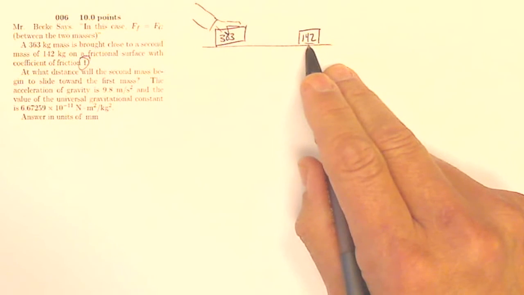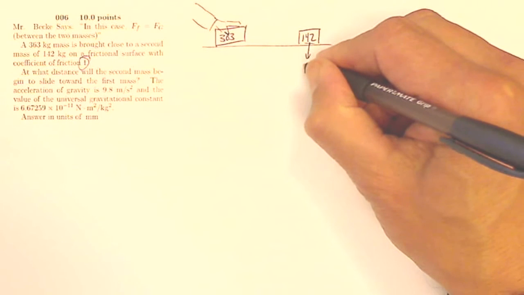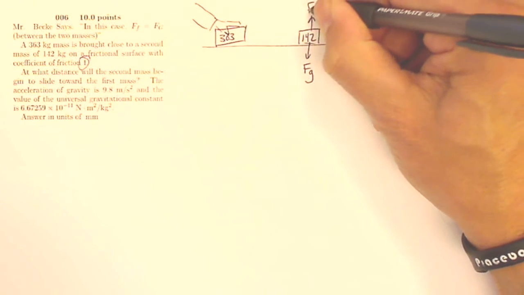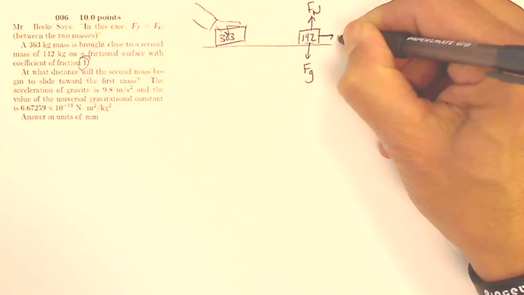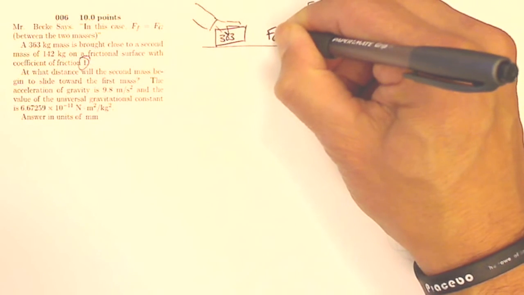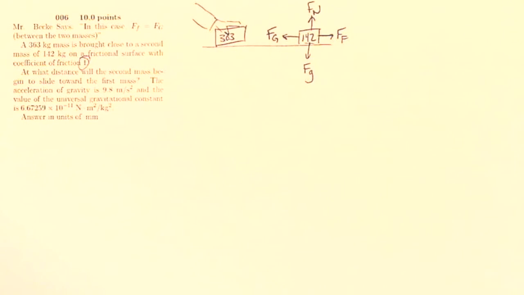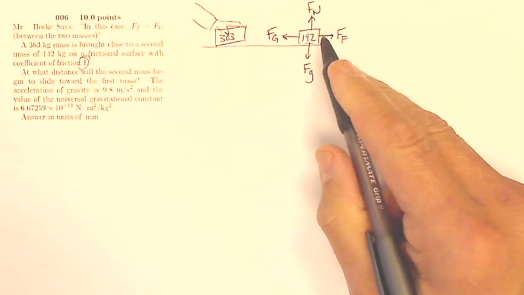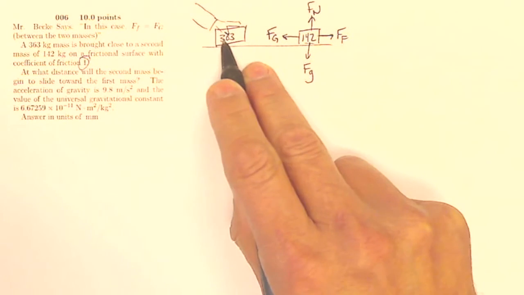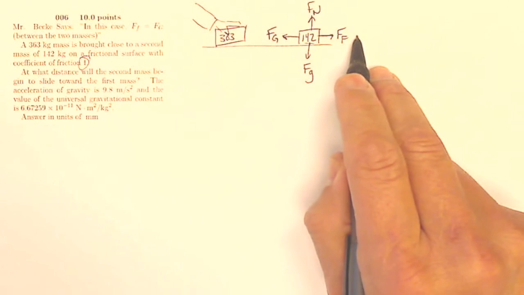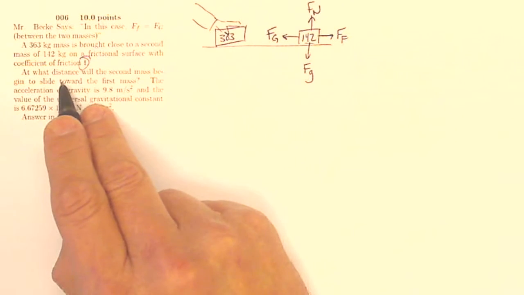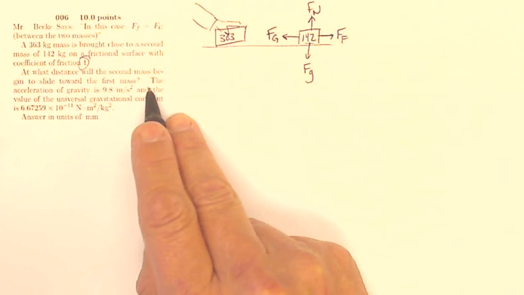Well, what are the forces on this one? I've got a force of gravity this way, a normal force going this way, a force of friction pulling this way, and a universal gravitational force, F capital G, pulling that direction. So what I need to know is when this mass is close enough, this gravitational attraction to this mass will balance out the force of friction, and when that happens, the block will start to slide. So at what distance will the second mass begin to slide towards the first mass?